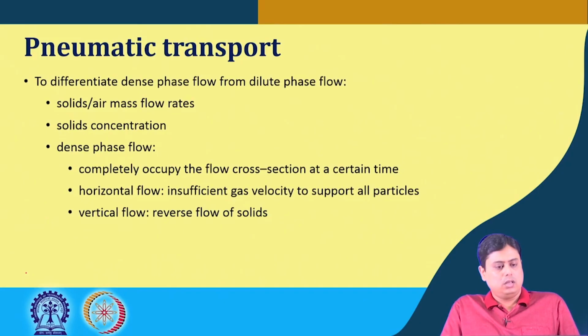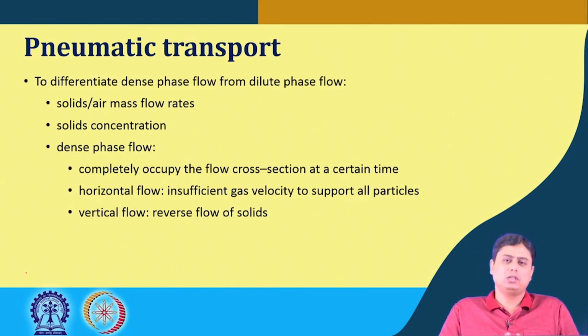One of such attempts shows that we can look at these parameters listed here in order to differentiate the dense phase flow from the dilute phase flow. We can look at the solids to air mass flow rates, or the ratio. We can look at the solids concentration in the flow. This helps us in determining which would be the flow regime, or which would be the characteristics of the flow.